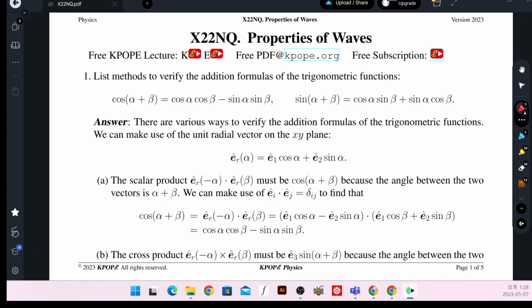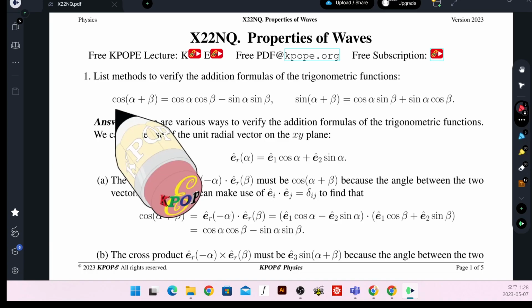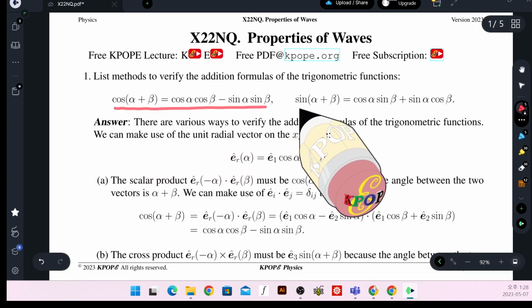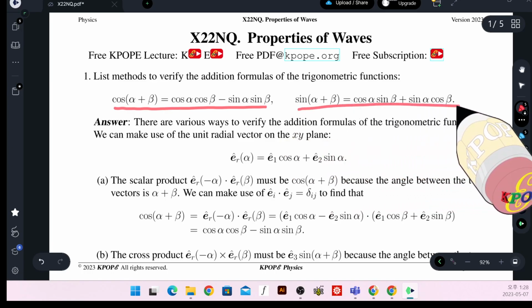X22NQ, properties of waves. We focused on the trigonometry and the trigonometric formulas, addition formulas. So if you're familiar with them, then you don't have to study this and can go ahead with X22Q directly. List the methods to verify the addition formulas of the trigonometric functions. We are well acquainted with these formulas.